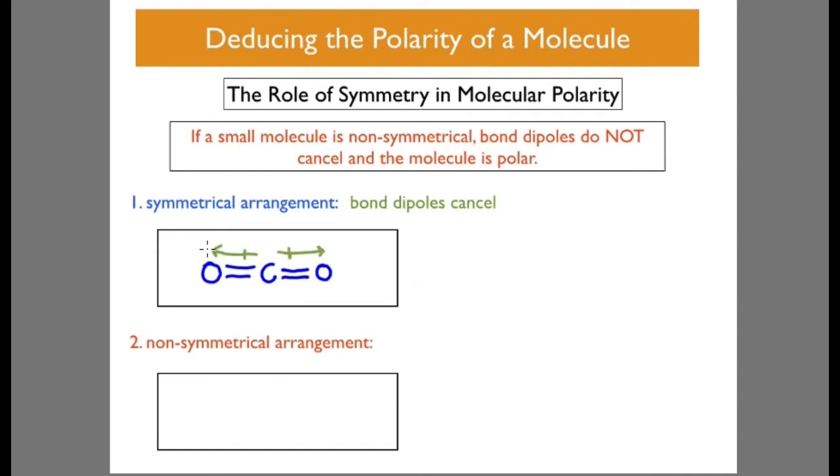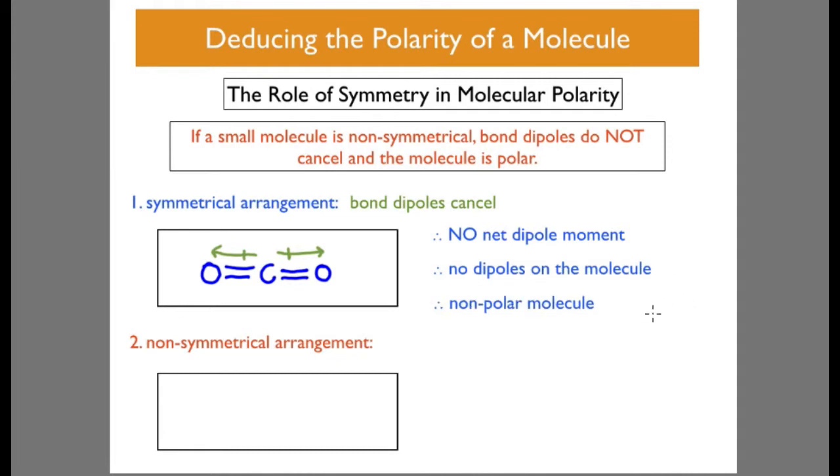We've got bond dipoles, both facing away, of an equal magnitude, and so these bond dipoles cancel. Therefore, there's no net dipole moment. Therefore, there's no dipole on the molecule, and so it's a non-polar molecule.